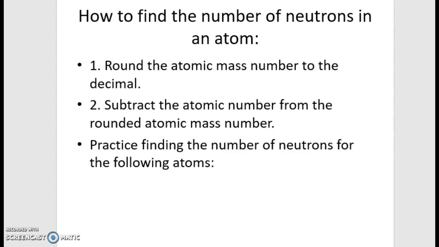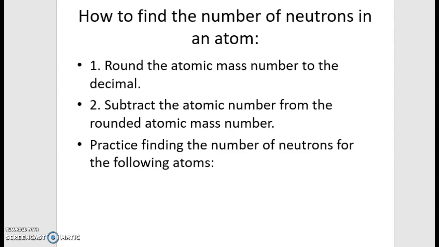So the first thing that you're going to do is round the atomic mass number to the decimal. The second thing you're going to do is subtract the atomic number from that rounded atomic mass number. The reason that you do that is because the atomic mass tells you what's inside the nucleus, and the atomic number tells you the number of protons which are inside the nucleus.